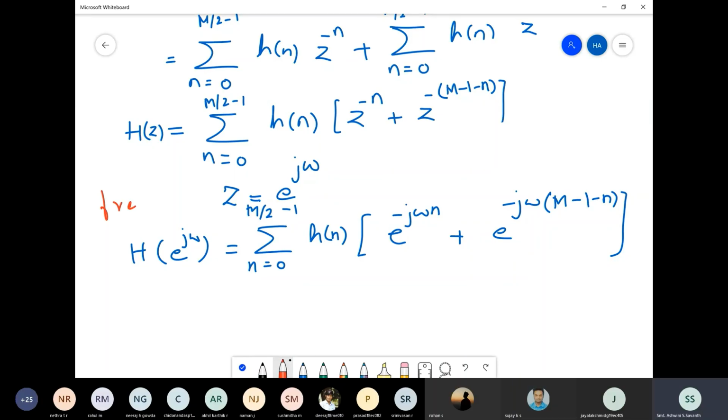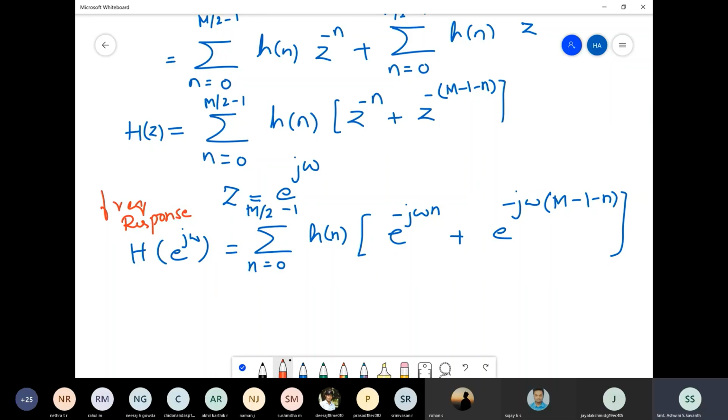Just write it here, frequency response of a system. Frequency response of a system. Okay. Now let's simplify this a little bit. Though we can leave it at this point, your H of e power j omega is a complex quantity. The frequency response is complex.